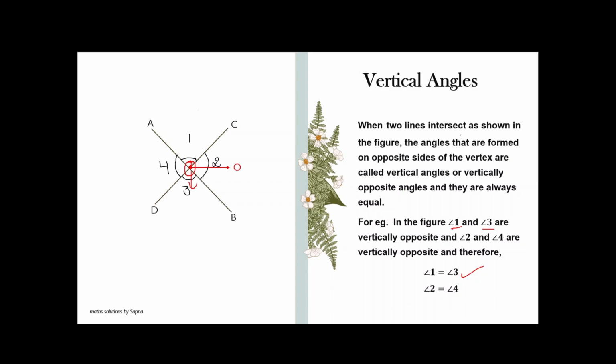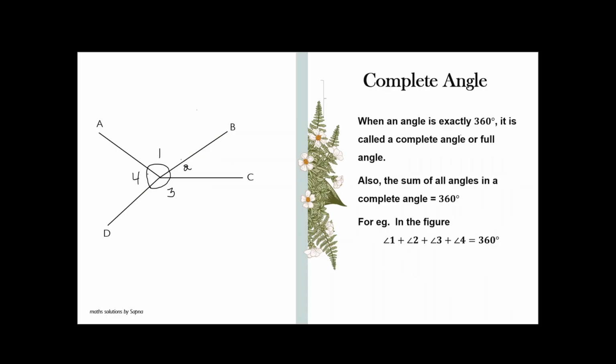Similarly, if you look at 4 and 2, 4 is on the left side of the vertex O, 2 is on the right side of the vertex O. That's why again they are vertically opposite, on the opposite sides of the vertex, and their values would be equal. I hope it's clear to you. If there is any doubt, you can ask in the comment section. Let's move to the next slide now.